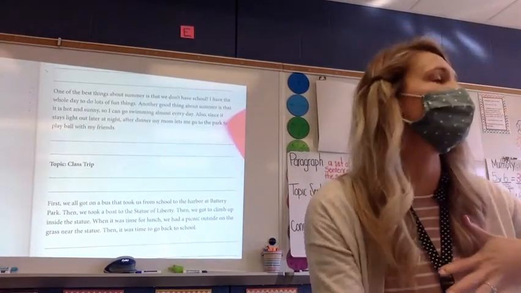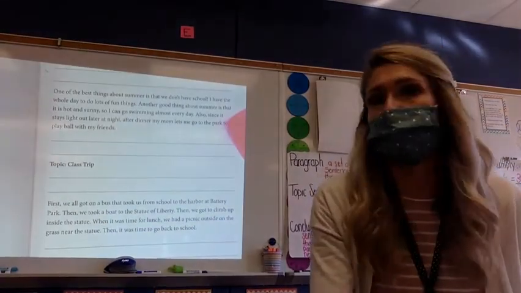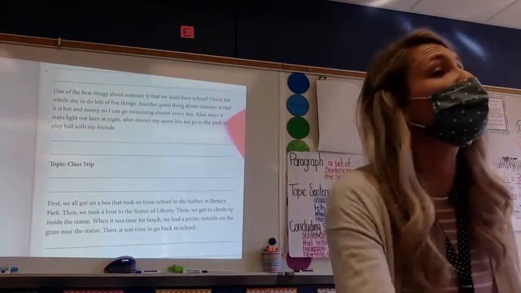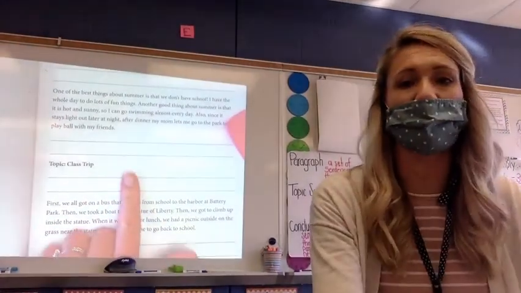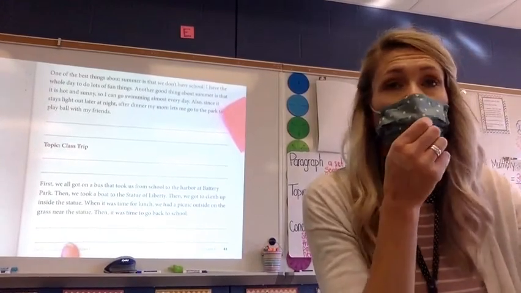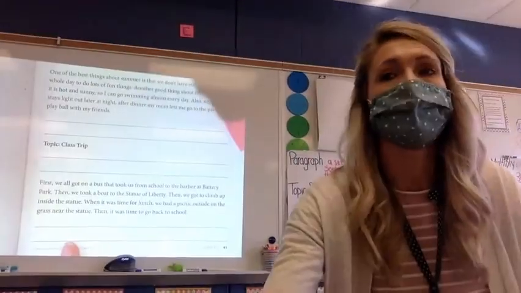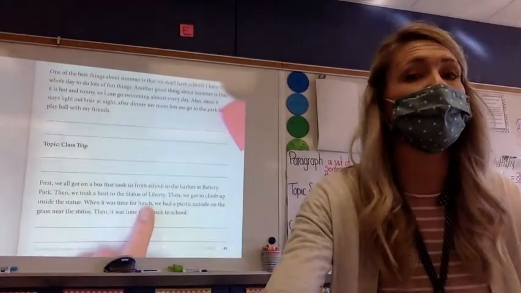Third graders, does this tell about them loving their school trip? No, it's telling the events of their school trip, right? So think about that as you do your topic sentence and your concluding sentence. Got it? Make sure it fits with the information in this paragraph here.